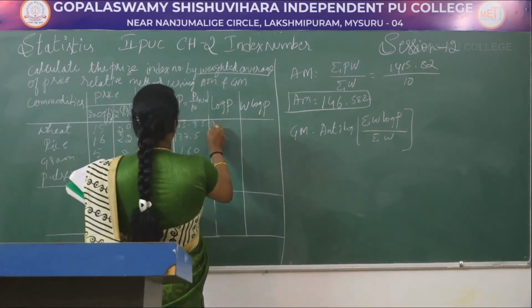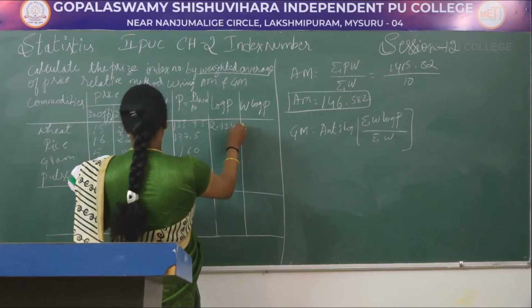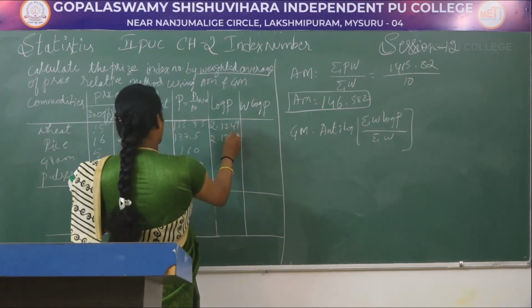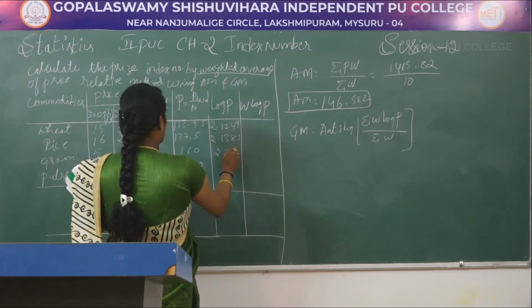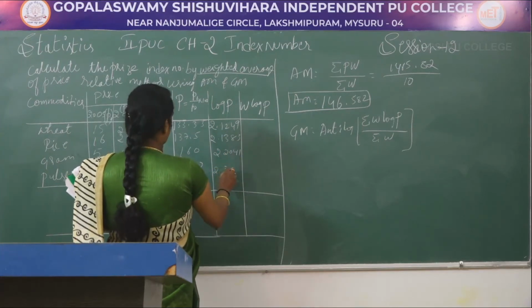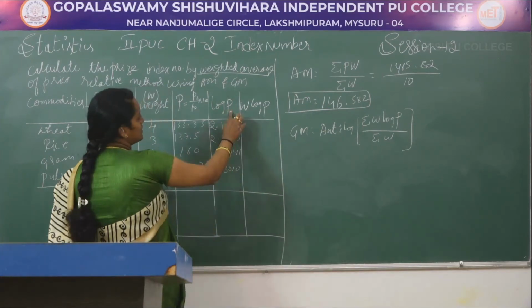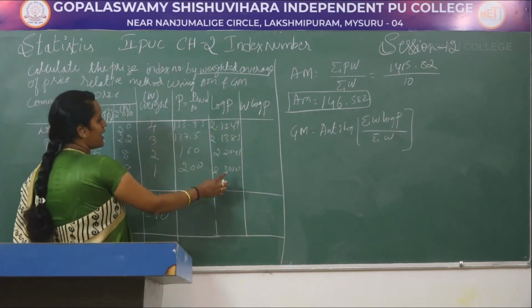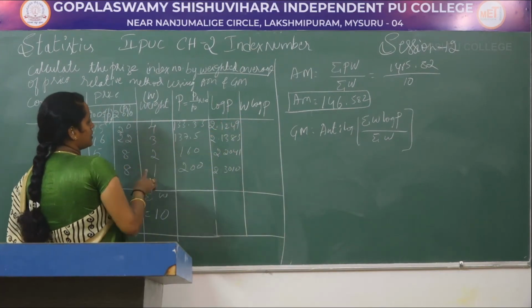So I'll write down the log values: 2.1249, 2.1383, 2.2041, 2.3010. Next, after finding the log P value, I should multiply this log P with the weight.